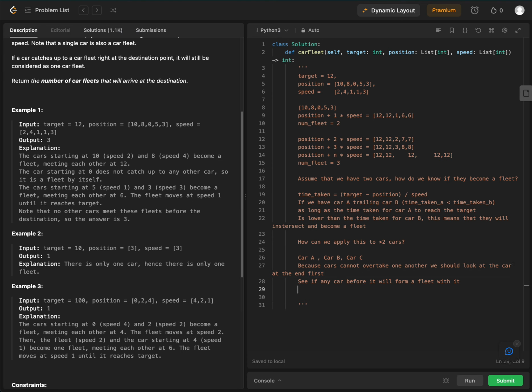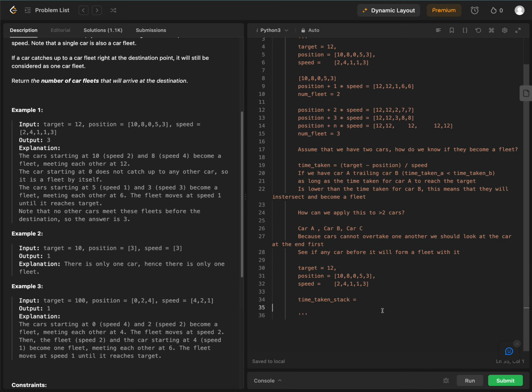Let's say we have a stack and we have a time taken stack, and we append this right away. Let's start with this example. Target 12, position 2, stack this. And then we have a time taken stack. So when we look at this entire array, we have 10 here and 2, so when we have 10, 2, we have a time taken stack.